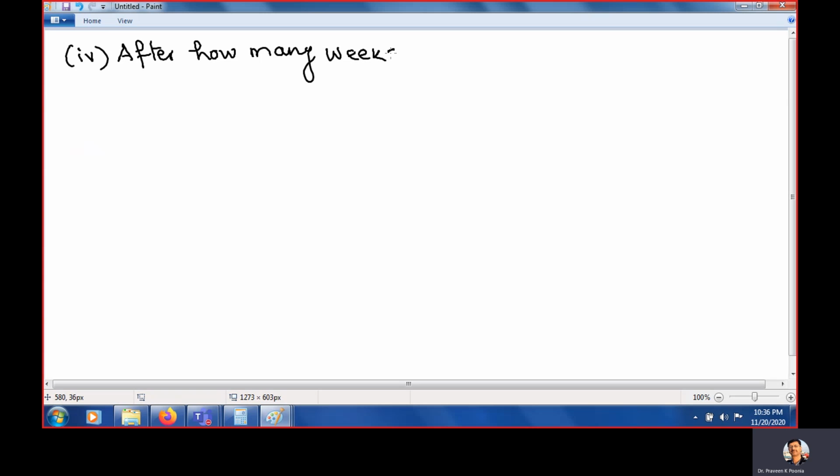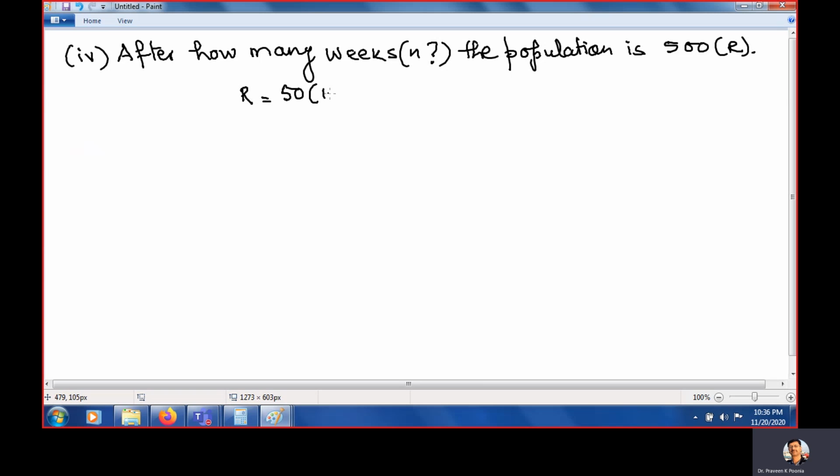What do they need? They need the value of n. After how many weeks, the population is how many? 500. That means it is the value of r. So what is the formula? Formula is r equals 50 times 1.07 to the power n. Clear? Here n we need to calculate. Up to now we were given n, but now we need to calculate n. The value of r is given: 500.